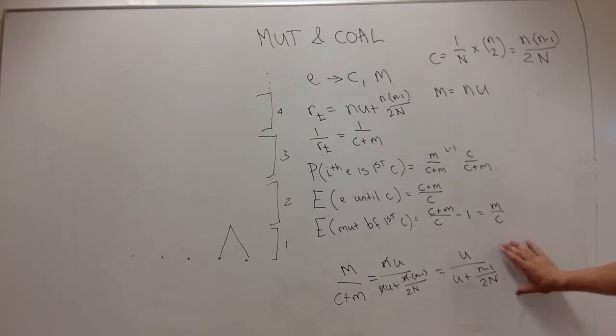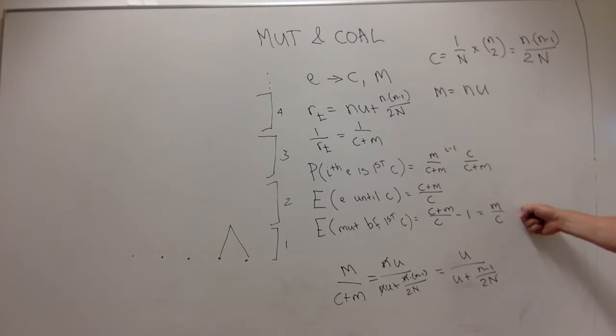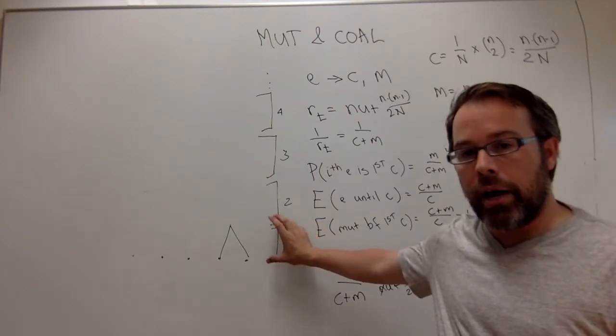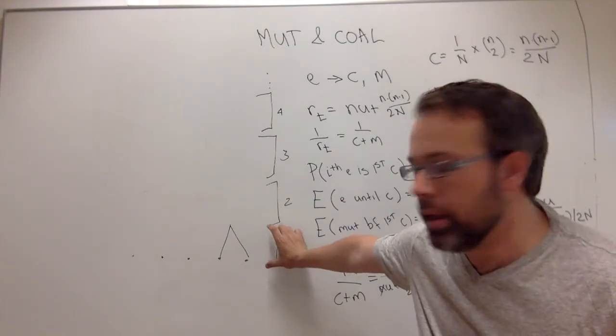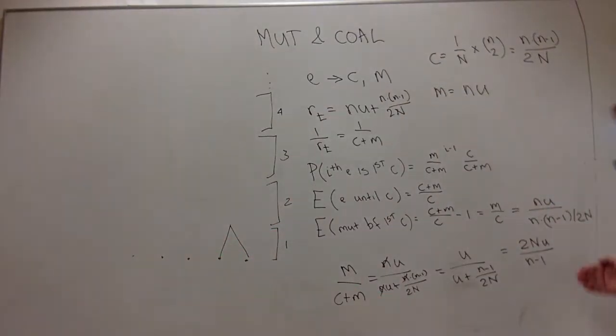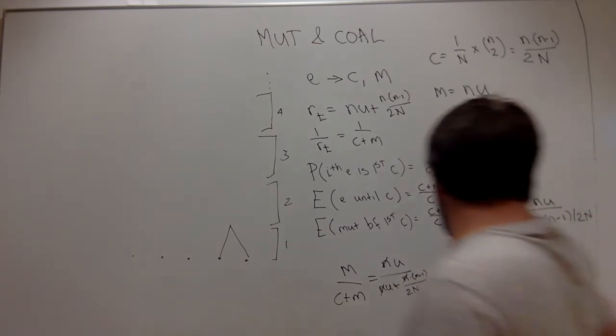And so our expectation then is m divided by c. So the expected number of mutations that we have in this region is m divided by c, which is nu divided by n times n minus 1 over 2n. And if we simplify that, we get 2nu divided by n minus 1. Okay, so the number of mutations that we expect in this interval occurring across all 5 sequences is equal to this. So then let's see how that changes.